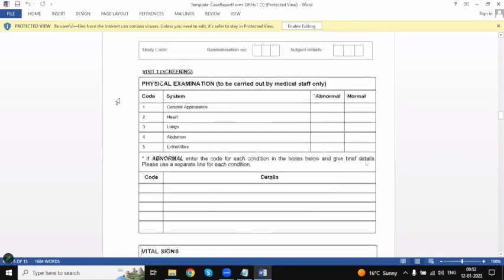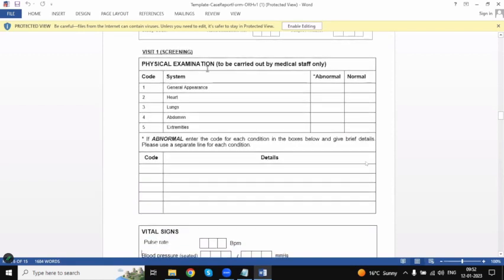Physical examination. So we'll start doing the test now. Okay, all types of tests will be done.